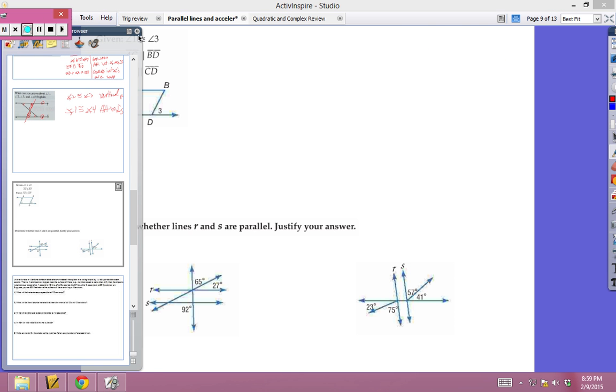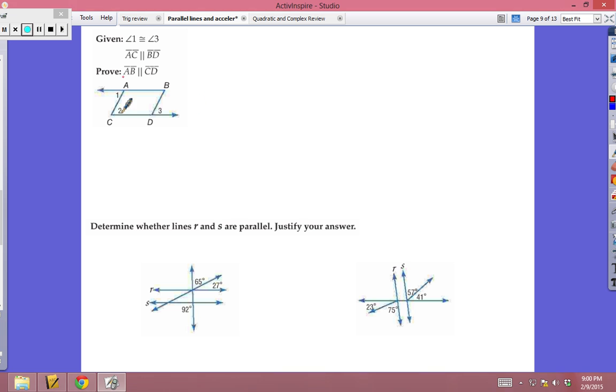Okay, let's try a proof. So here we go. You got a picture. They're telling you that angle 1 is congruent to angle 3. And they're telling you that AC is parallel to BD. So there's too many lines. I'm gonna draw AC and BD. So here we go. This is AC, this is BD, my proof.